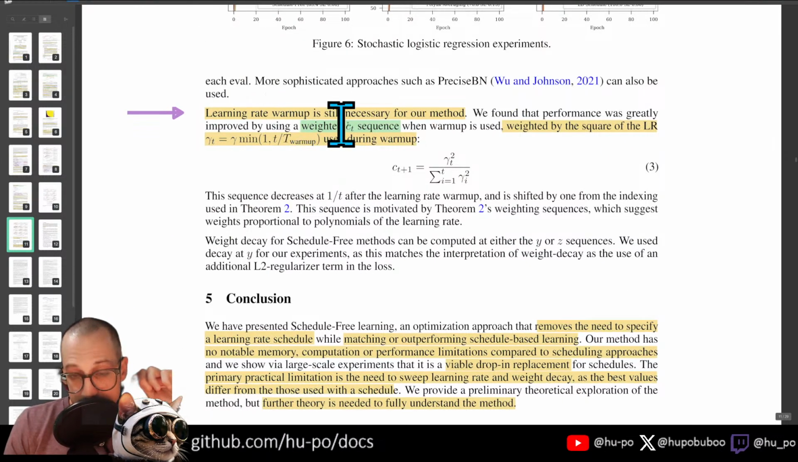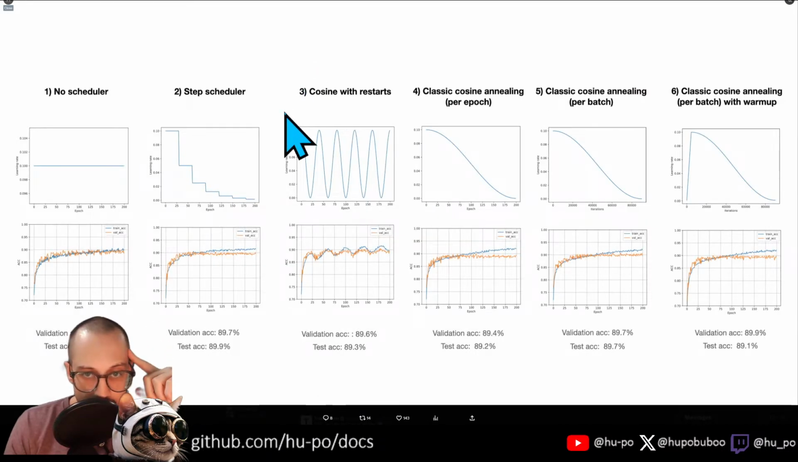Learning rate warm-up is still necessary for our method. We found that performance was greatly improved using a weighted sequence weighted by the square of the learning rate used during warm-up. What is learning rate warm-up? We actually saw it here in our picture of different learning rate schedules. This one here has warm-up. You see right here, at the very beginning of your training, you start with a very small learning rate. So you warm up the learning rate, kind of like whenever you do exercise, you warm up before you do heavy exercise. Learning rate warm-up is kind of the same thing. You start with a small learning rate at the beginning. And why do we do that?